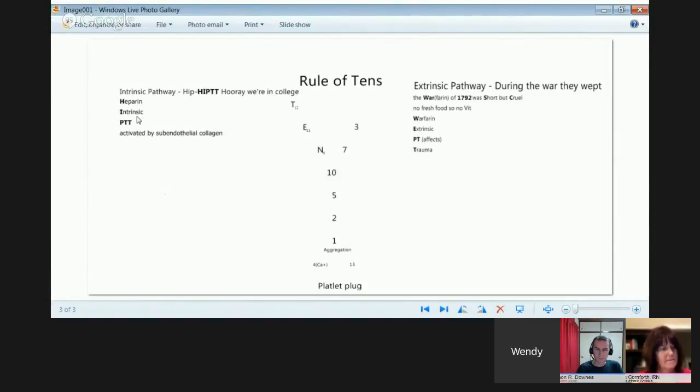Okay, so my mnemonic for the intrinsic pathway is hip hip hooray, we're in college. So HIT is the actual mnemonic: H is for heparin, I is for intrinsic, PTT is for the test that it's affected by, and then college is because it's activated by subendothelial collagen. So college, collagen, that's the thought behind it.